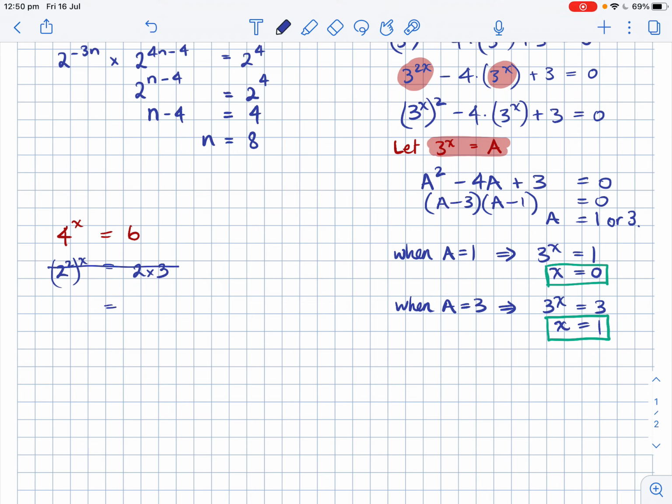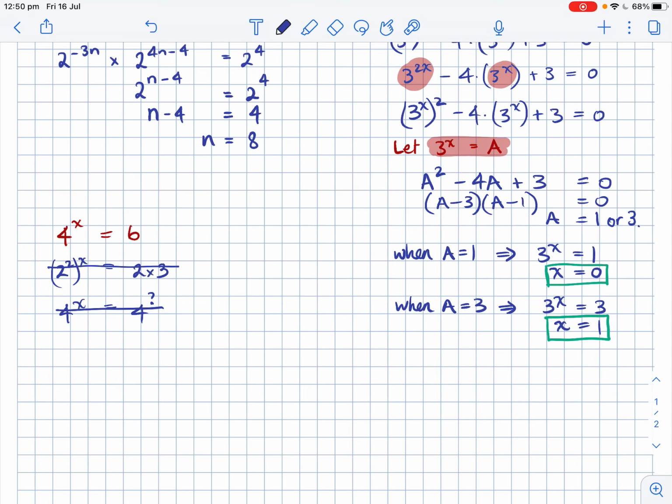Can I write 6 as having a 4 to the power of something? Can I do that? No, there's no way I can get an answer of 6 by raising 4 to the power of something. Or I probably can, but it's not going to be an easy number that we can work out, obviously, just by guess and check. So we're kind of stuck here.